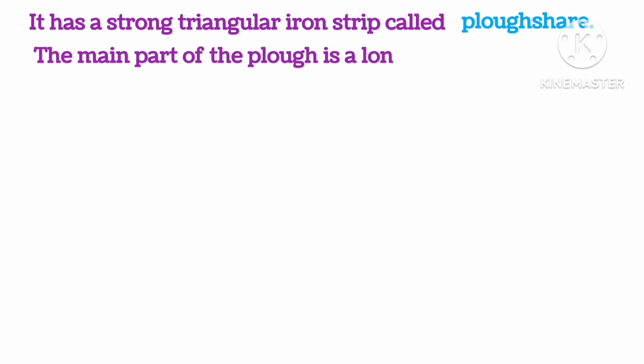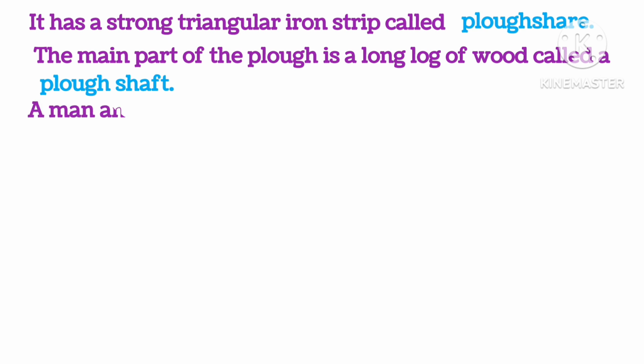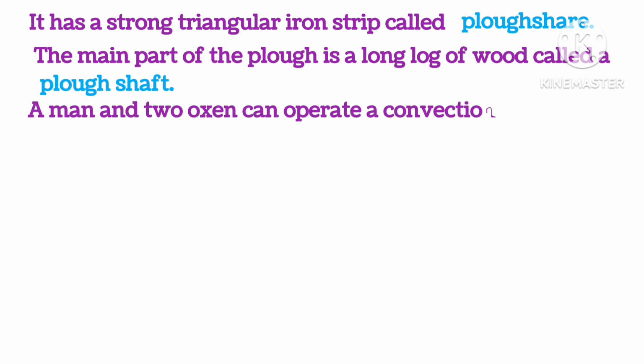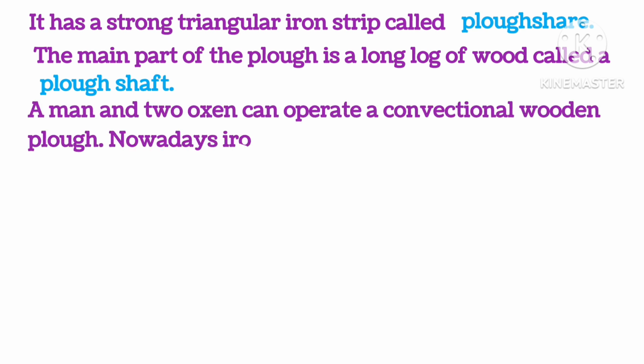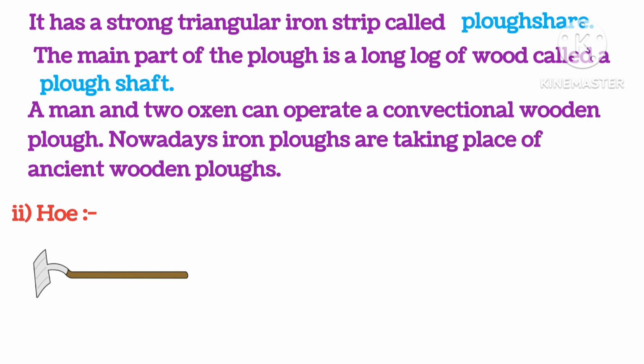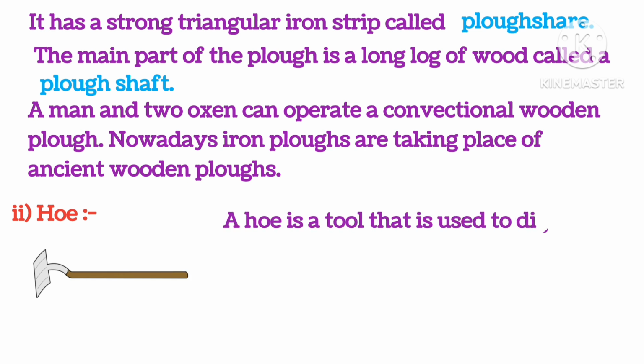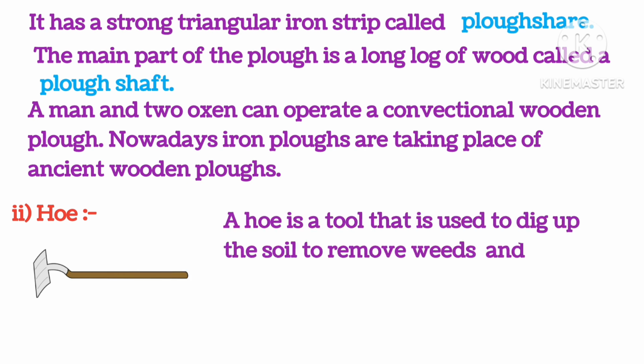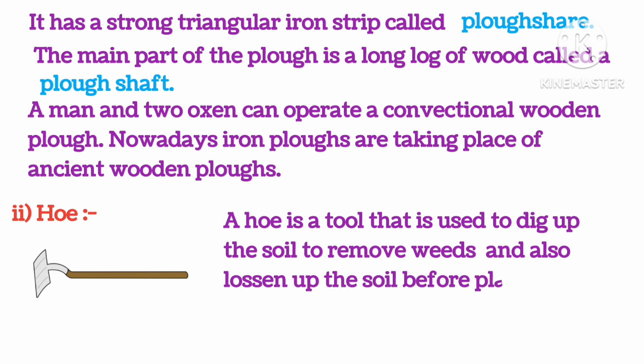The main part of the plow is a long log of wood called plow shaft. A man and 2 oxen can operate a conventional wooden plow. Nowadays, iron plows are taking the place of ancient wooden plows. Second is hoe. A hoe is a tool that is used to dig up the soil to remove weeds and also loosen up the soil before planting a sapling.